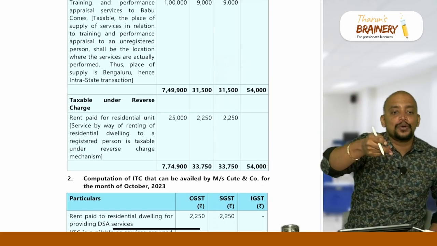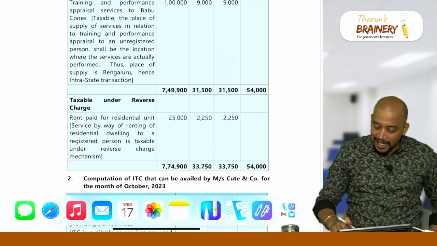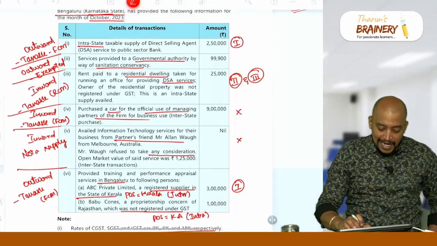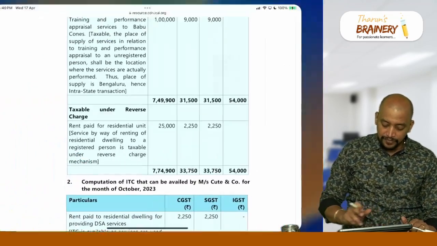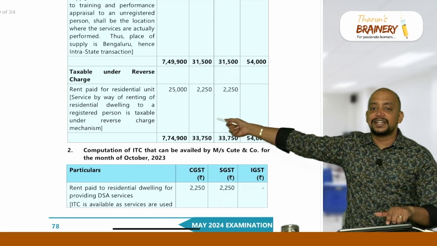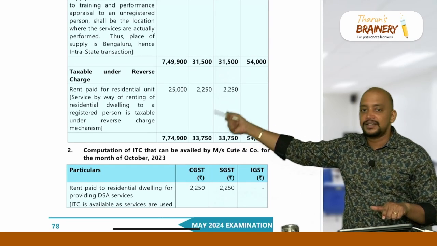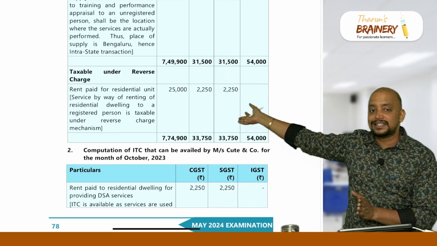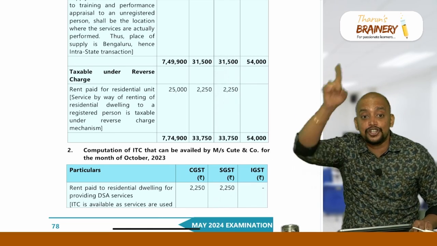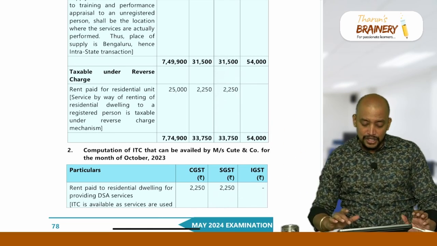Then statement 2, what is statement 2? Inward supply under RCM. Is there any inward supply under RCM? Yes. Rent paid for residential dwelling. So rent paid for residential dwelling, intrastate. Supplier Karnataka, place of supply also Karnataka, intrastate. So CGST, SGST under RCM. This should come in ITC also. Correct. This should come in ITC.